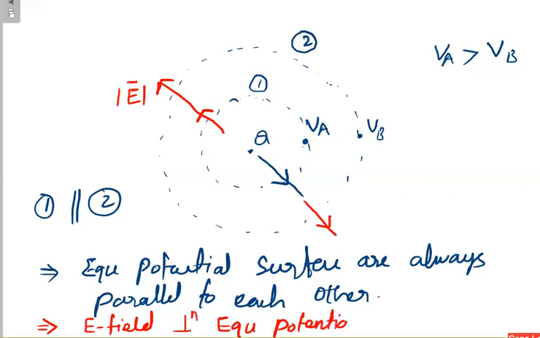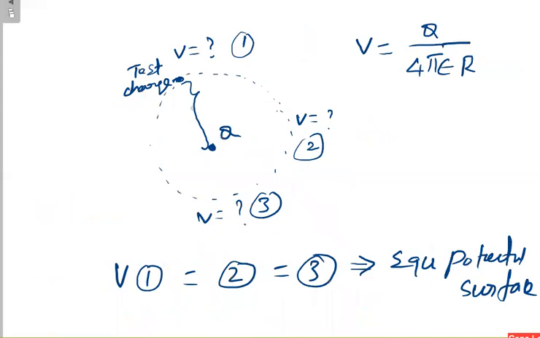Equipotential surface. These are the two observations from this. First of all, we have seen what an equipotential surface is. What is an equipotential surface? An equipotential surface is a surface over which we have equal potential.